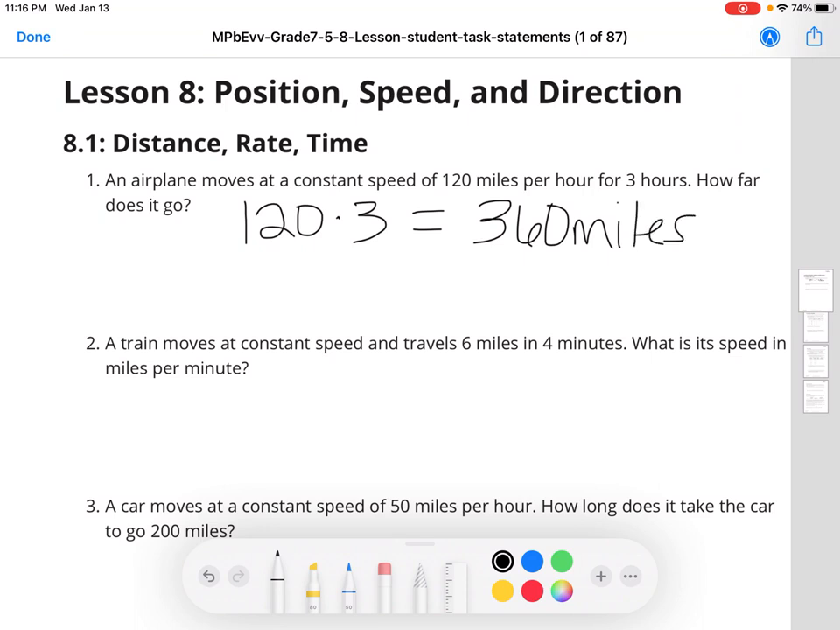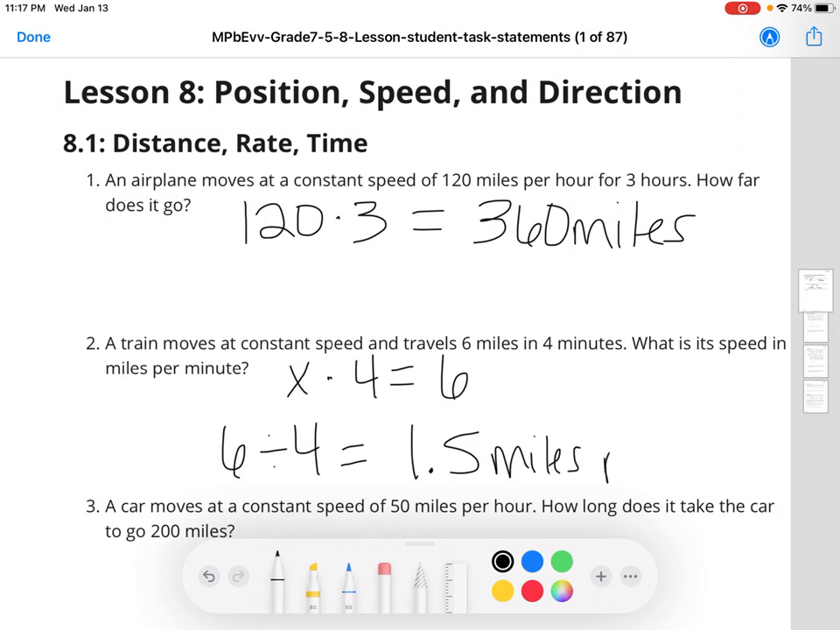Number 2, a train moves at a constant speed and travels 6 miles in 4 minutes. What is its speed in miles per minute? So we do not know the miles per minute, but we know how far it traveled and we know how long it traveled. So our speed times our time gives us the miles traveled. So in order to determine speed, you would divide 6 divided by 4, and that gives you 1.5 miles per minute.